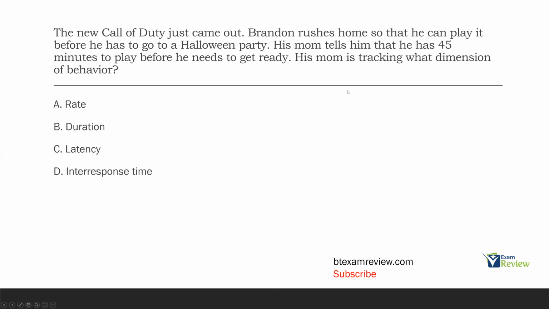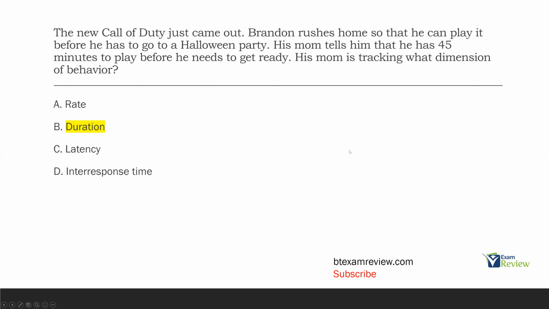Mom is tracking duration. C, latency. It is not how long it took him to start playing video games after his mom said something. So no latency here. And then inter-response time, time in between responses, time in between playing video games. Again, not what we're looking at. We're looking at the total time he has to play that video game, total duration. Mom is tracking what dimension of behavior? B, duration.